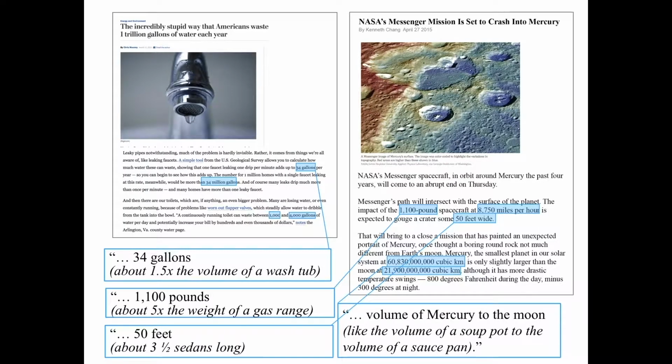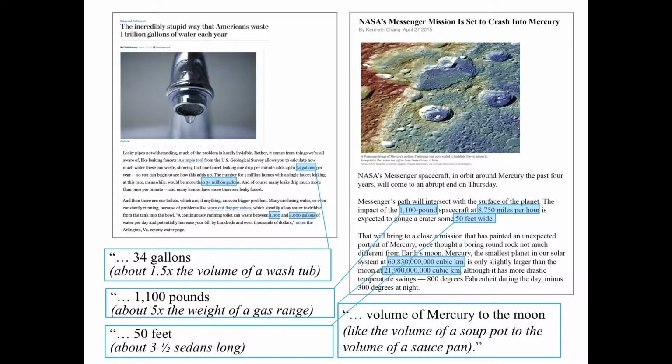Journalists and designers, I think, know this or intuit it. And so often you'll see them, when they're including measurements in news articles, using these concrete re-expression strategies where they're re-expressing a measurement in terms of familiar objects. So 34 gallons is about 1.5 times the volume of a wash tub, or 1,100 pounds is about 5 times the weight of the gas range in your kitchen.